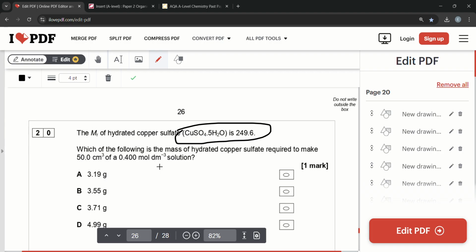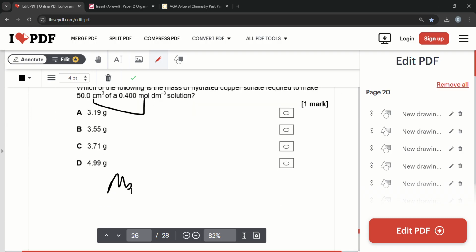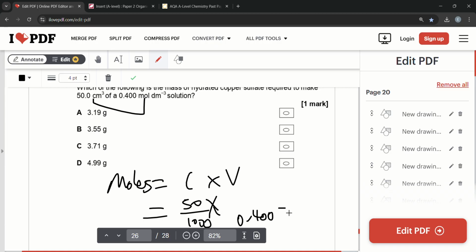Which of the following is a mass of hydrated copper sulfate required to make this much of this? So I think, let me just double check. I think I know what to do. I think we have to find out the moles of this, moles from concentration and volume, and then moles times by Mr gives mass. So we're going to do moles is C times by V, where C is concentration and V is volume. So in this case, it's going to be 50 divided by 1000. Convert into its correct units, moles per dm cubed, times by 0.400. That will give me 0.02.